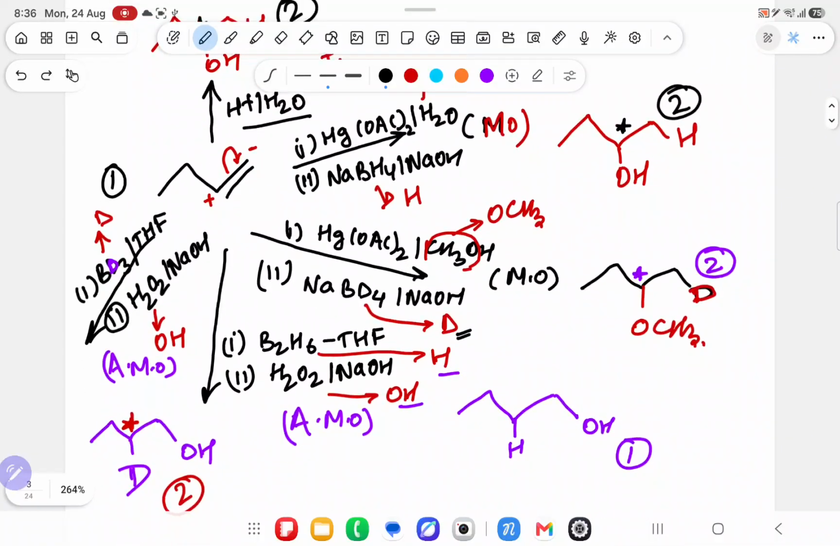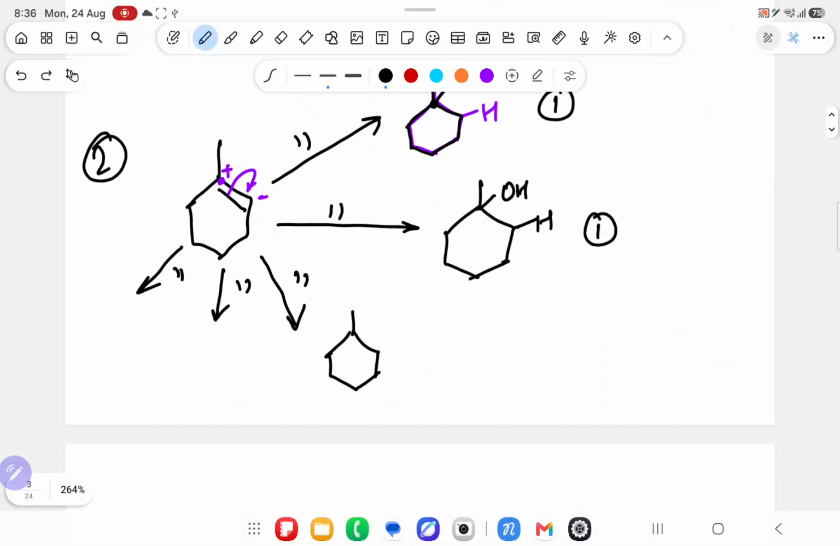Third one is OCH3 and D. So over here OCH3 will come where OH is coming, and D will come where H is coming. Oh sir, over here there is one chiral center, two chiral centers. Because of two chiral centers, 2 to the power 2 is 4, so that is the total number of products coming.